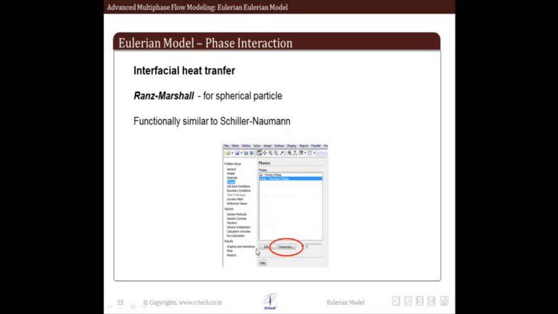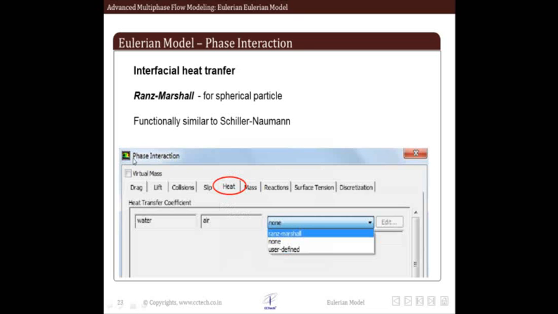To activate this model, we go into phases, then click on interaction, then the phase interaction panel pops up and we click on the heat tab. Within this, we see a pair of phases that we have selected. One will be primary and the other will be secondary, and we are modeling the heat transfer between these two phases. If we have more phases in our model, then more such pairs will appear below. We have to select the model for the heat transfer coefficient. That is, our input to Fluent will be the heat transfer coefficient. We can select the Ranz-Marshall or we can give the user defined.